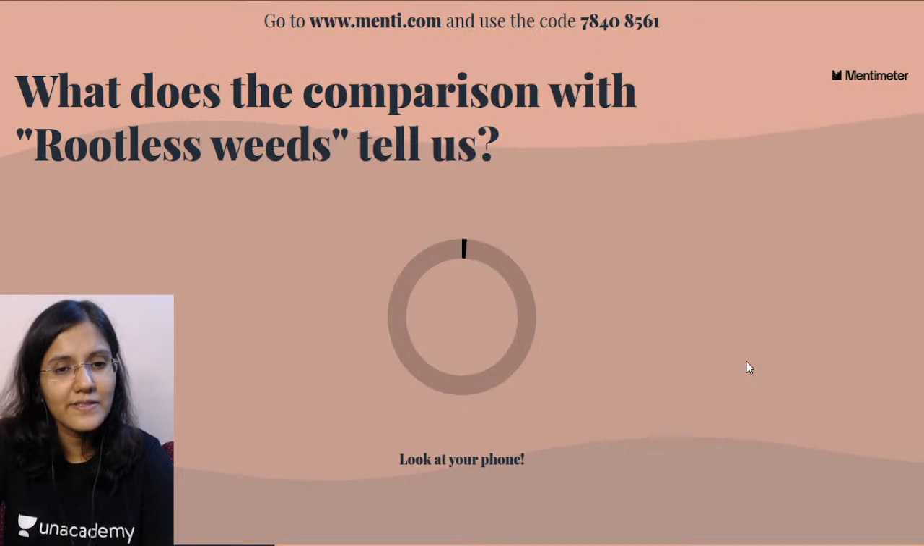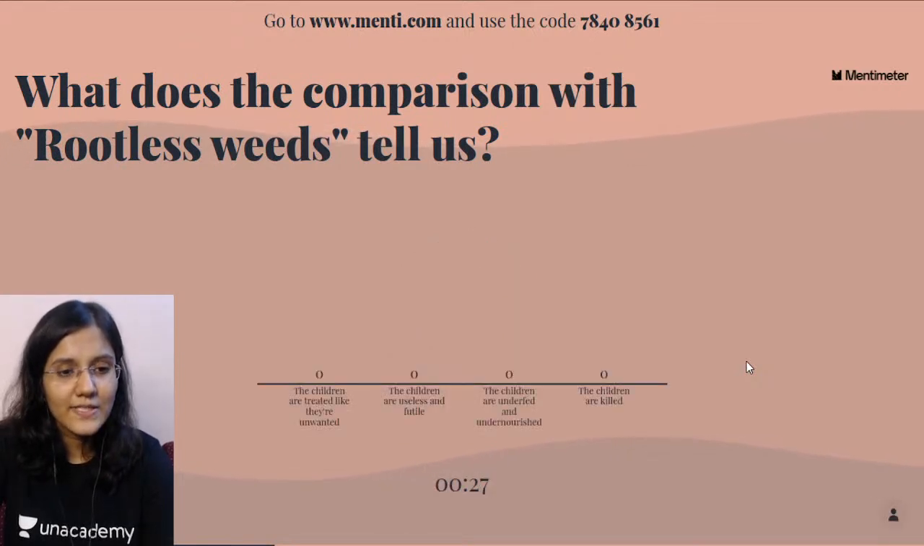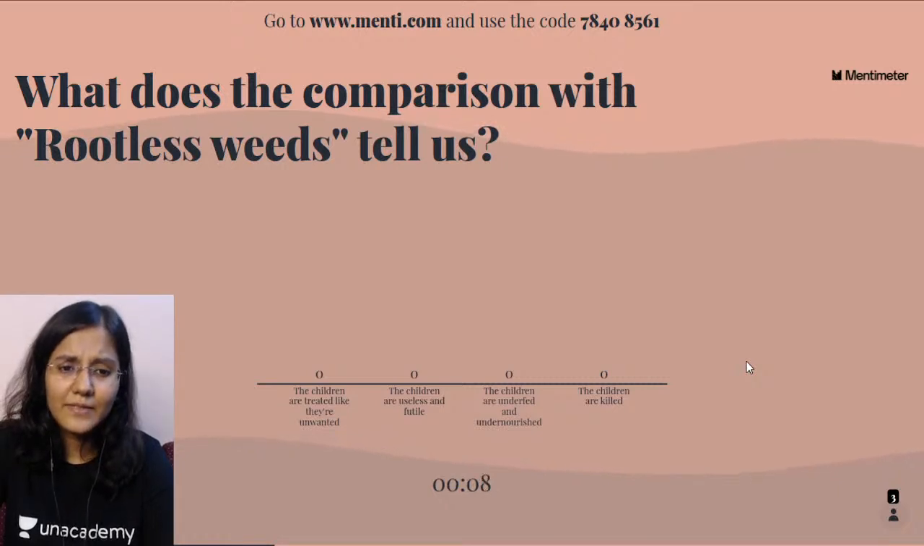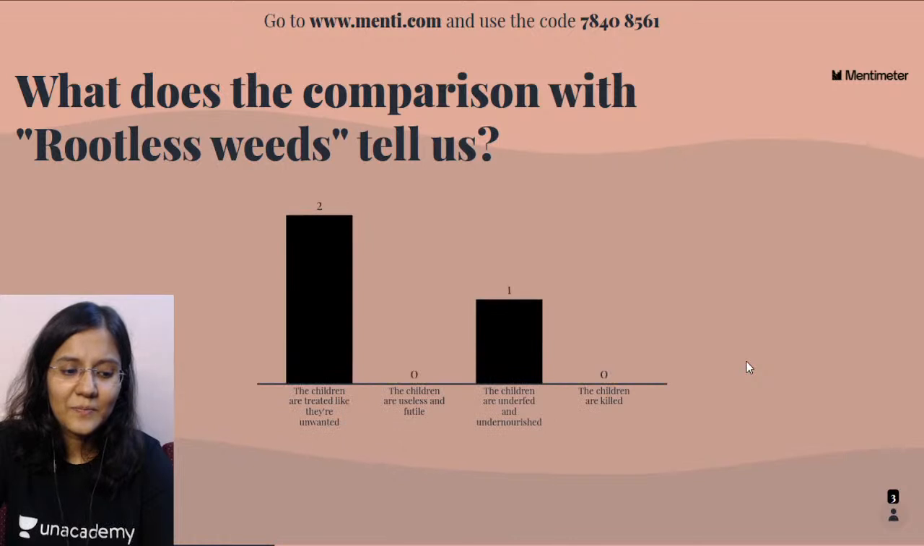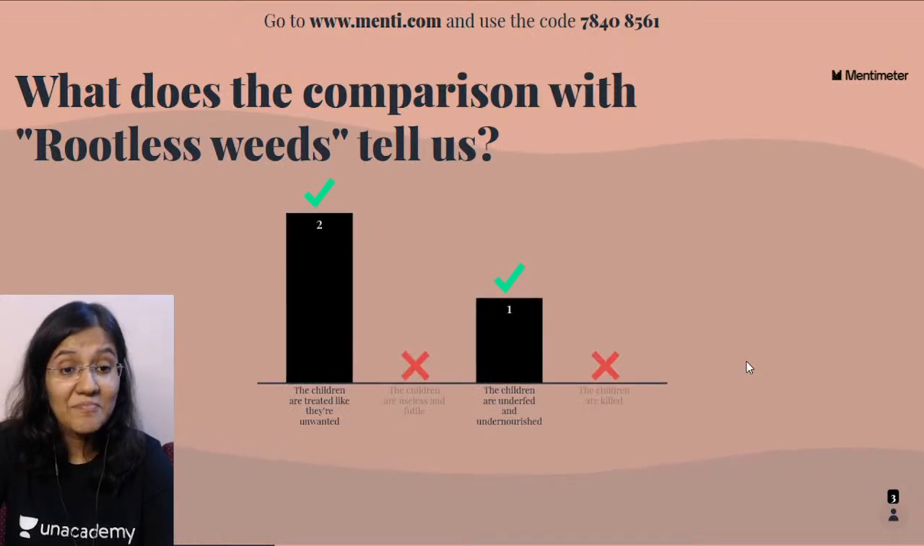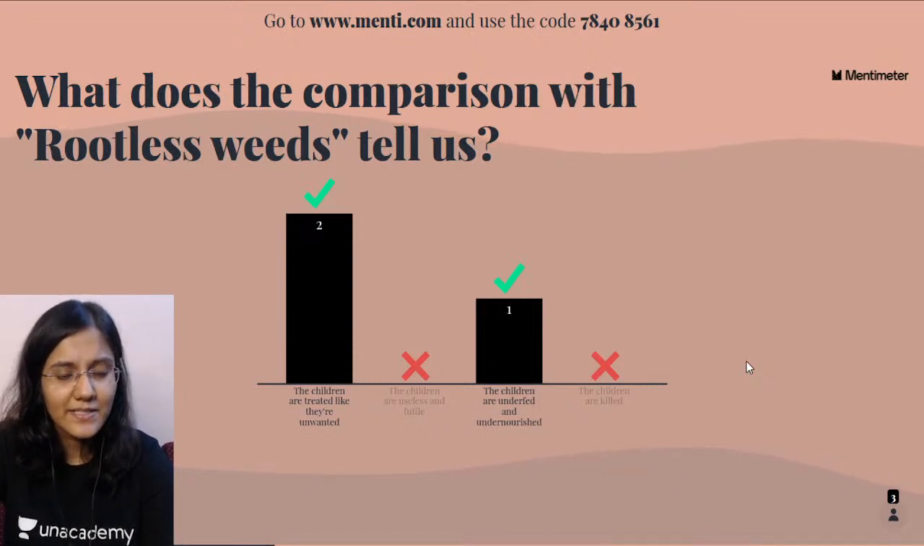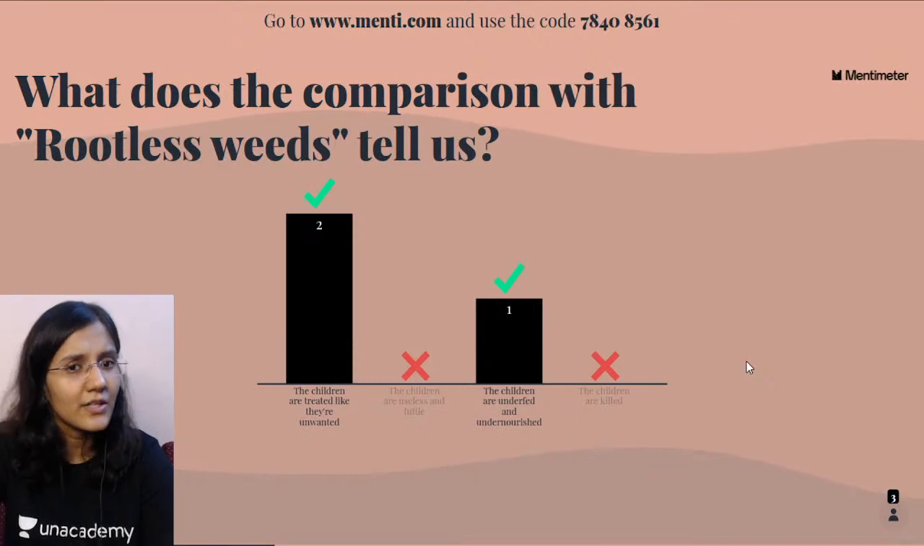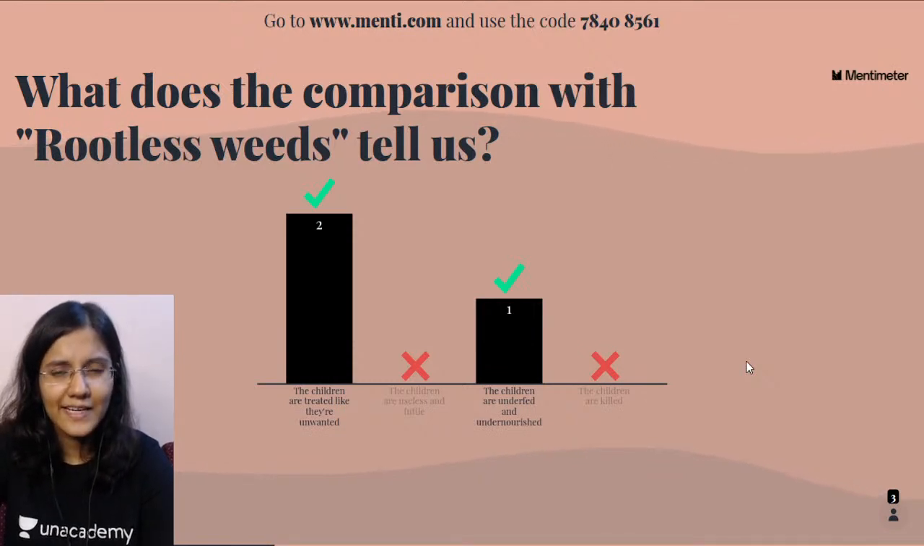Yeah, so now, what does this simile, this comparison with rootless weeds, tell us about these children? It's a really good simile, like it has a lot of content in it. Okay, whoever picked the answers that you picked, all of you are correct. There are two things that are going on with the rootless weeds comparison. What are weeds? They're the plants that aren't wanted in any garden, right? They're considered the kind of useless plants.